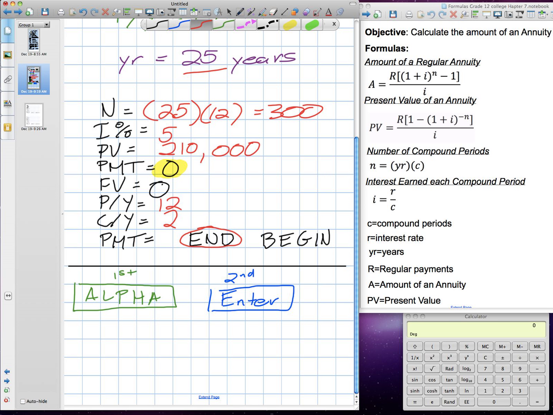So your number now after alpha enter is negative 1,221.37. Now it's negative because what that means is you have to subtract from the original $210,000. You have to subtract $1,221.37 every period in order to have this completely paid off after.